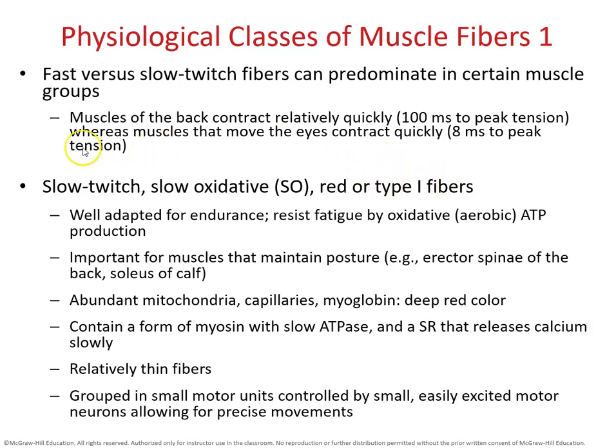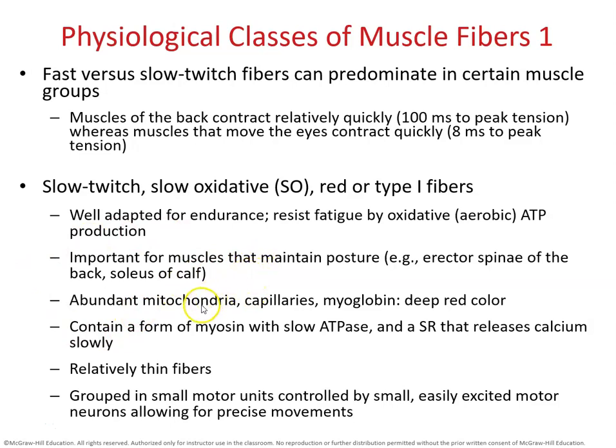Okay, so a little bit about the naming here. These names have been reported and used and revised several times. So the naming conventions are a little convoluted here. Okay, so these are all synonyms: slow twitch, slow oxidative, red, type 1. It's a little confusing. Okay, so these are your endurance fibers. These are muscles that we use all day long at low levels.